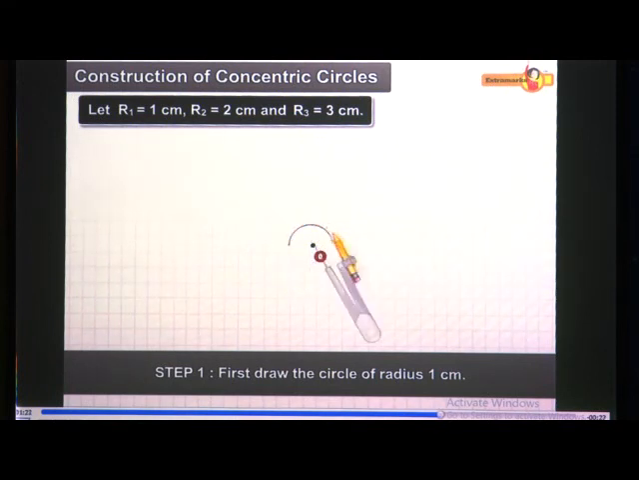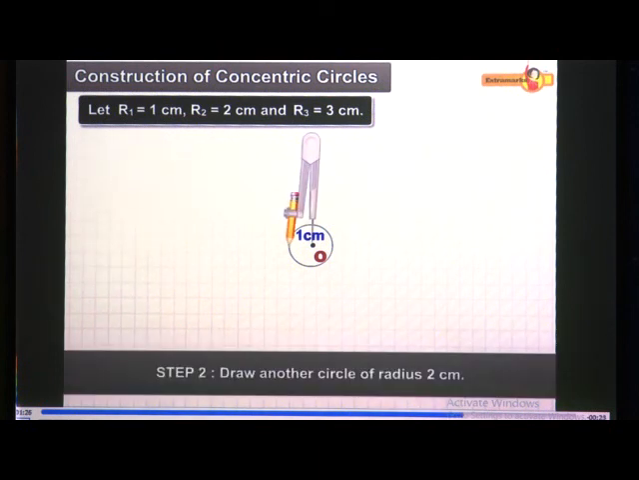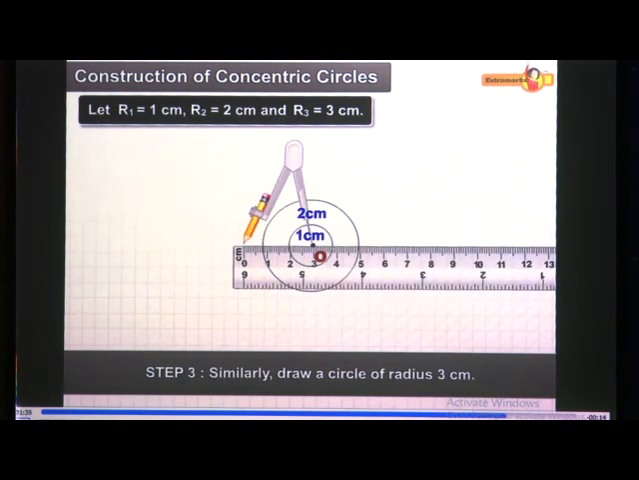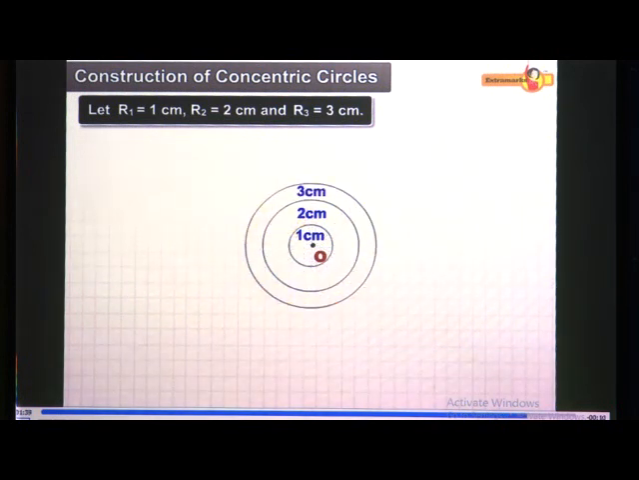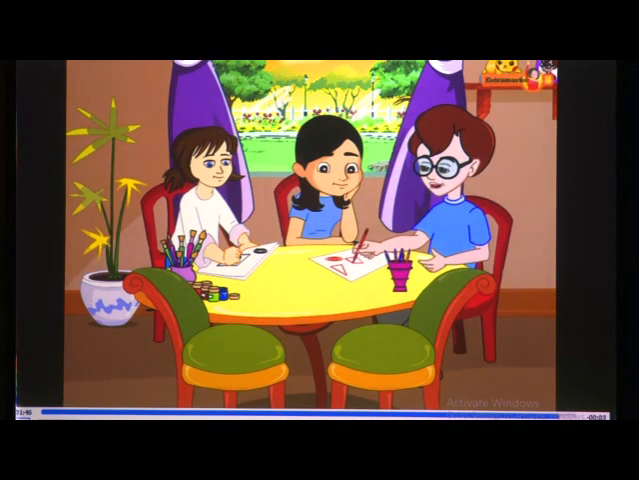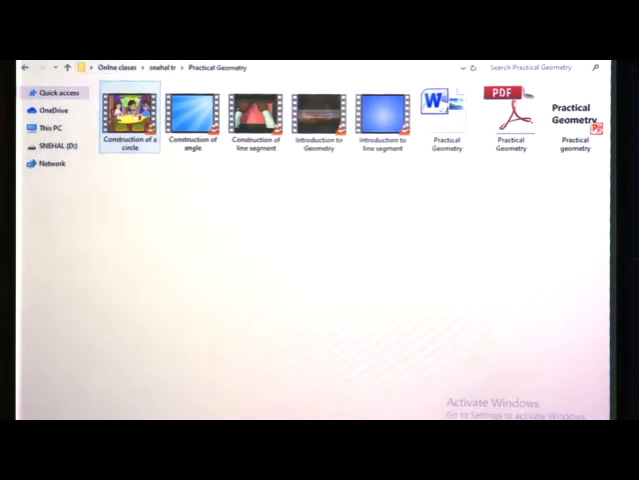First, draw the circle of radius 1 cm. Now, keeping the center same but taking the radius 2 cm, draw another circle. Similarly, draw a circle of radius 3 cm. We call these circles concentric circles as they share the same center. Wow, that was so interesting. So this was about the concentric circles.